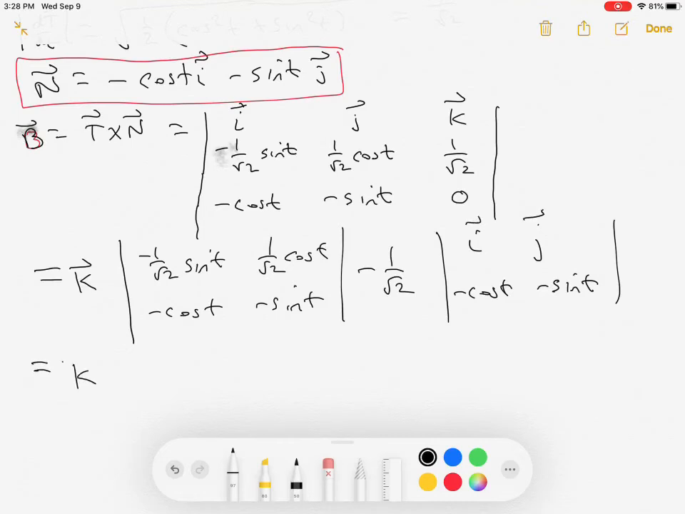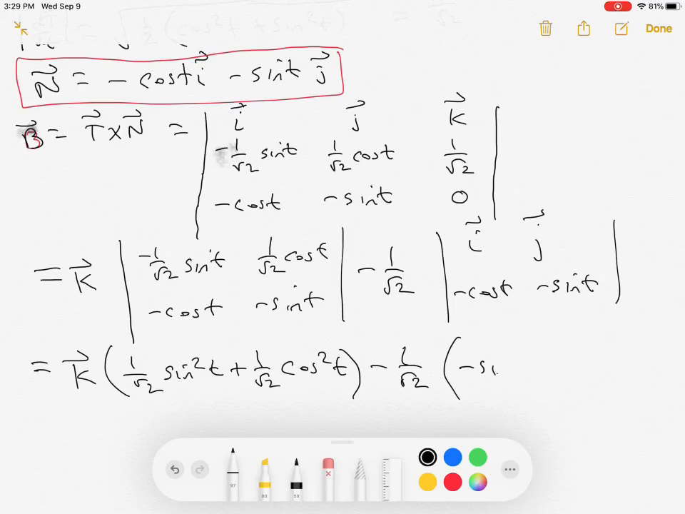Okay. So we get the vector k, which is, and the determinant is 1 over root 2 sine squared t minus a minus, so plus 1 over root 2 cosine squared t, minus 1 over root 2 times minus sine t i plus cosine t j.